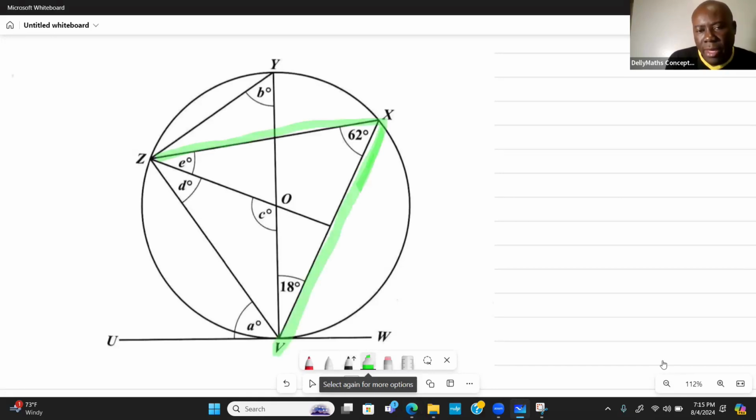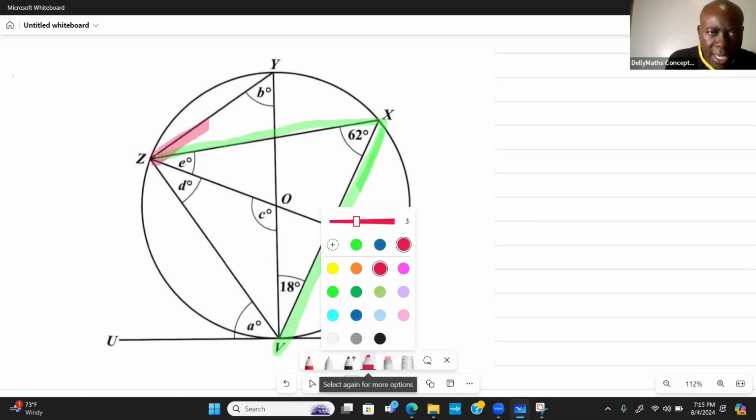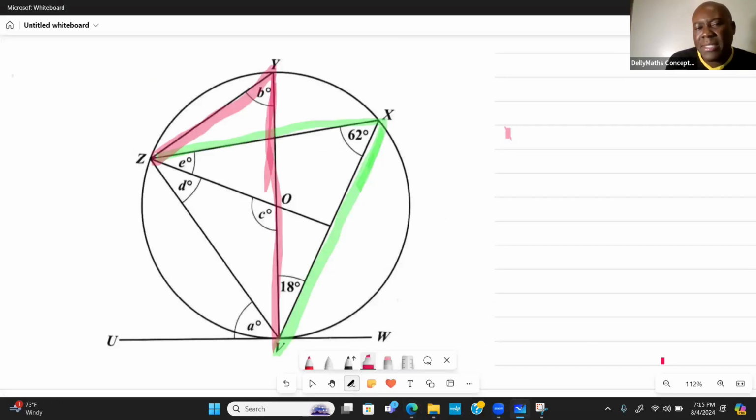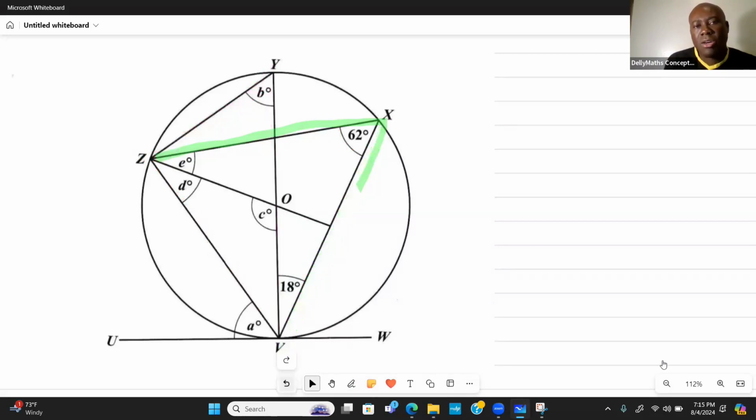Now, that angle is actually corresponding with this angle out here. When I say corresponding, I'm referring to the fact that they're in the same segment. This angle at B is in the same segment as the angle 62, and they are both standing on the same chord. So B is 62 because of the theorem that says angles in the same segment are equal.